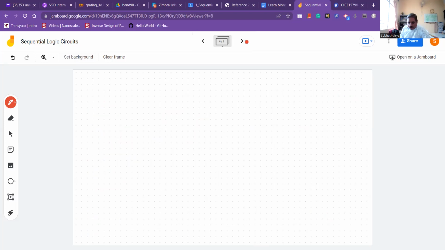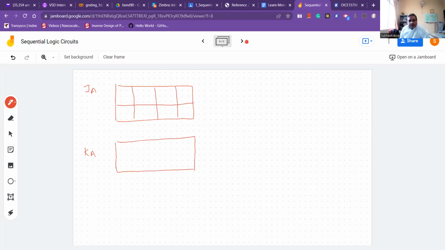I'm going to make a Karnaugh map for JA. I want to simplify for JA and for KA. So I will draw a 3-variable map here. A bar, B bar C bar, B bar C, BC, BC bar. Same goes here also. So this is 0, 1, 2, 3, 4, 5, 6, 7. Same goes here. Now we try to fill up the values.